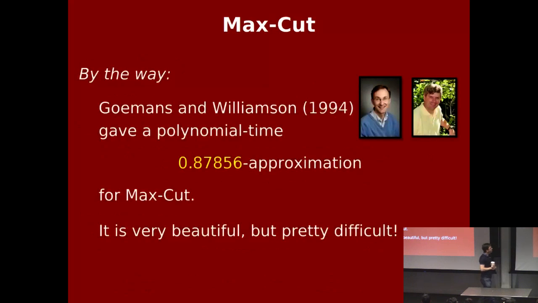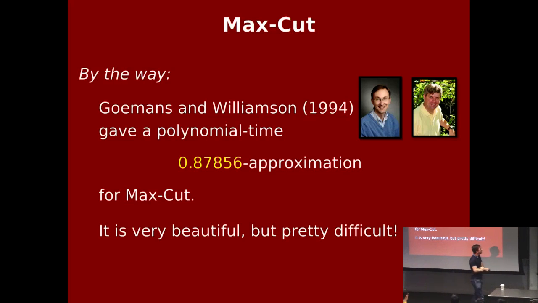By the way, that's not the best known approximation algorithm for max cut. In the mid-90s, these two people, Goemans and Williamson, gave a different polynomial time algorithm that is better than a half factor. It actually always finds you a cut whose size is at least 0.87856 times the biggest cut. And this is a very beautiful algorithm. I love it very much. It's part of the reason why max cut is my favorite problem.